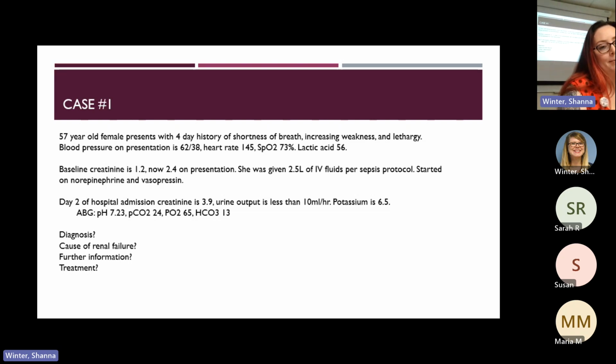So we'll go back to this. What other information do you want about the patient? Their questions were, how much pressors were they on? We're going to say that they're still on vasopressin at 0.04 units, and they are on 10 of Levophed. Their blood pressure is 96 over 55, as on the monitor.